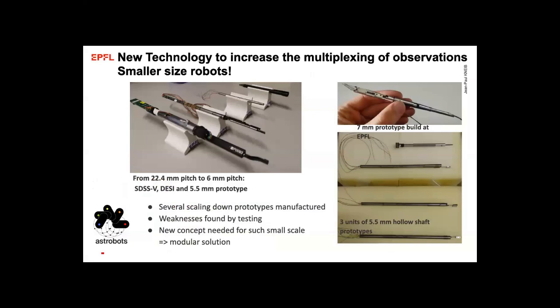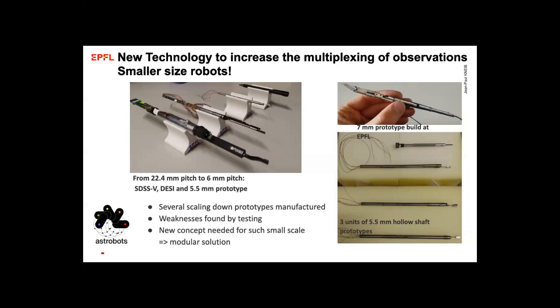So how do you do that? Well, you need new technology, and that's what I was mentioning. We want to provide a positioner system. In the last 5 years or so, at EPFL, we've been trying to do miniaturization of these robots. So we've been working and placing robots on the SDSS telescope, and that's a 22.4 millimeter diameter robot.